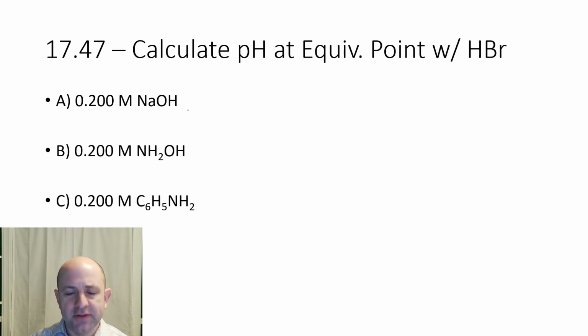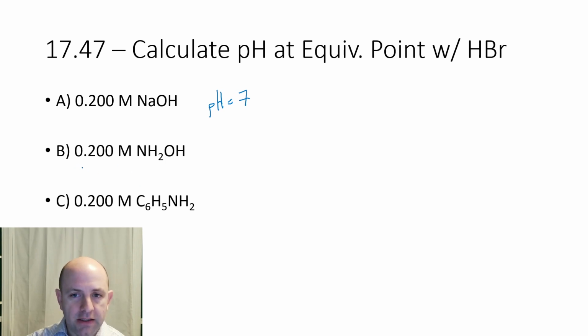In the case of A, this one's the simple one. We have a strong acid, hydrobromic, we have a strong base, sodium hydroxide, so by definition, at the equivalence point, the pH is going to equal 7. You don't have to do any math with that one. When it's strong with strong, it's always at pH 7.